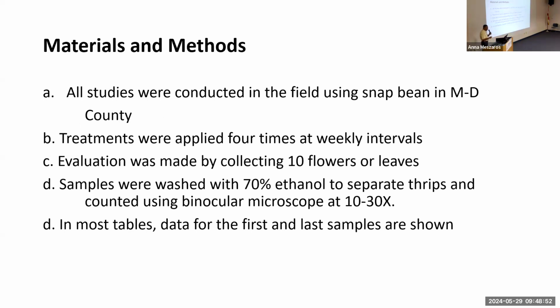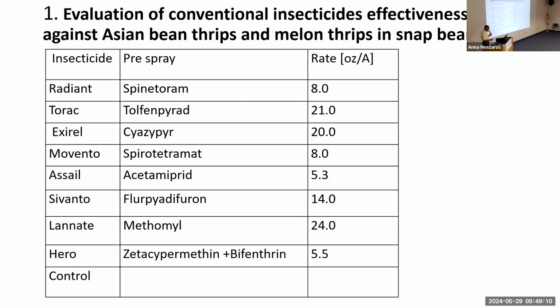Materials and methods, a little bit. In all these studies, I sprayed these insecticides 4 times at weekly intervals. Then I collected the leaves from each treatment plot. I brought them and washed those samples with 70% alcohol. And then I counted them under microscope. This is the study. I used all those insecticides: Spinetoram, which is Radiant, Torac, XRL, Movento, and all those insecticides you can see. On the last column, it shows the rate of each insecticide.